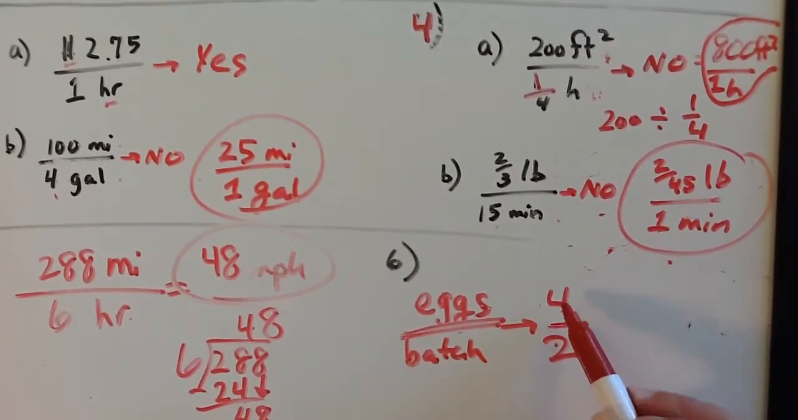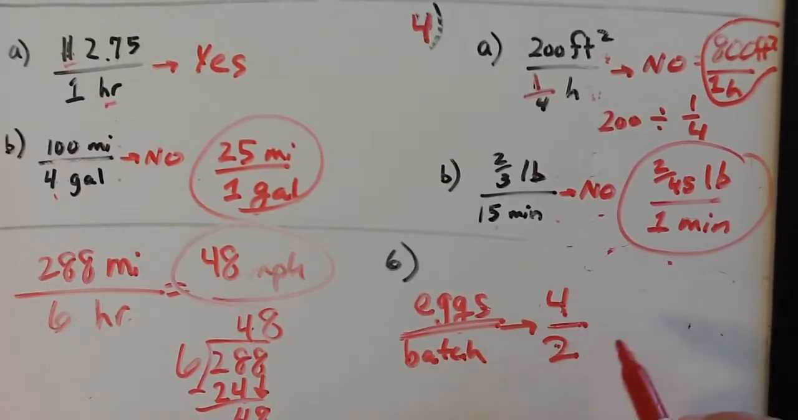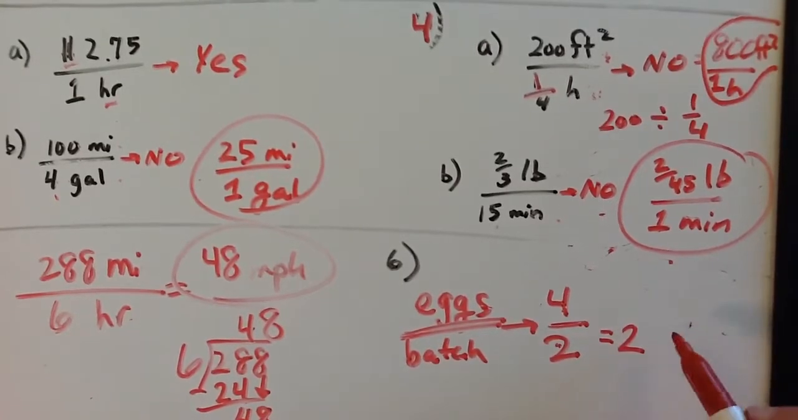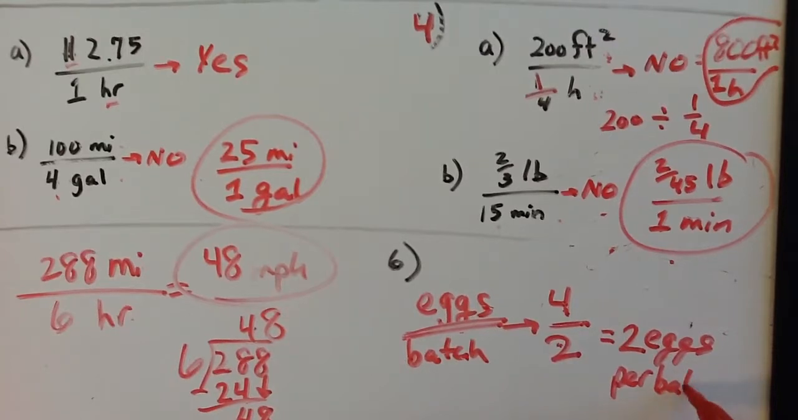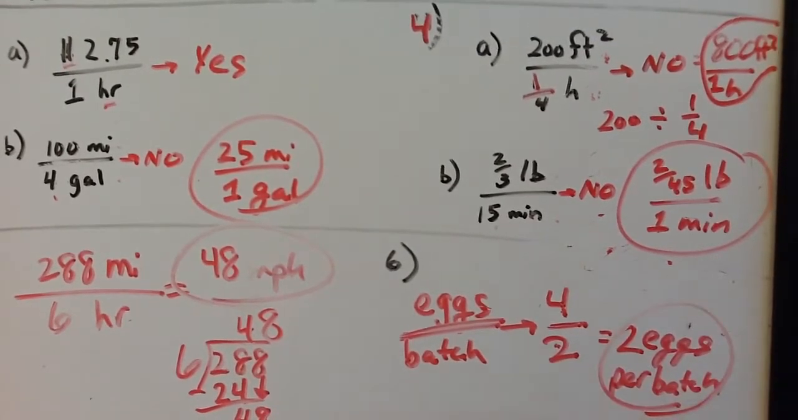Well, to figure that out, I would take the top divided by the bottom. 4 divided by 2 is 2. So she uses 2 eggs per batch. 2 eggs per batch.